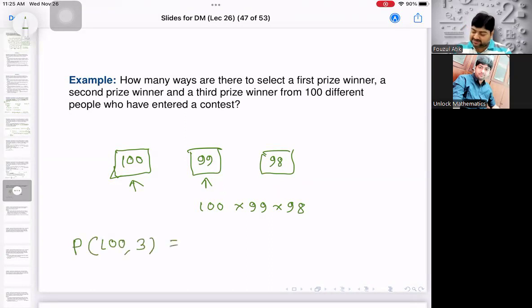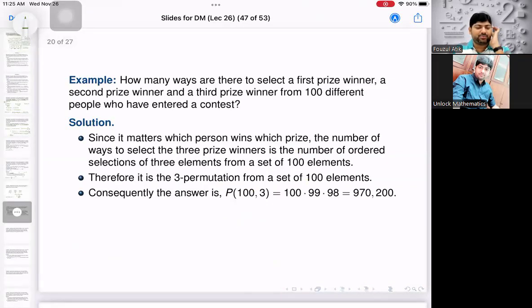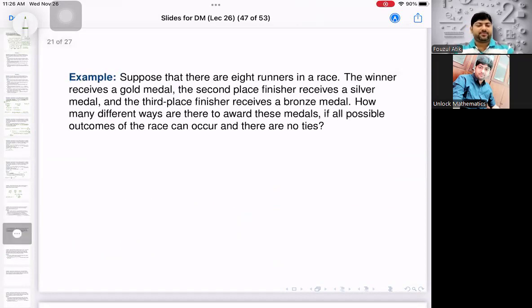That is basically this answer. It is 100 factorial divided by 97 factorial. This is equal to this answer. Clear? So this is just a direct application of permutation. Therefore, it is a 3 permutation from a set of 100 elements, and the answer is P(100, 3). So this is the final answer. Clear? Okay.